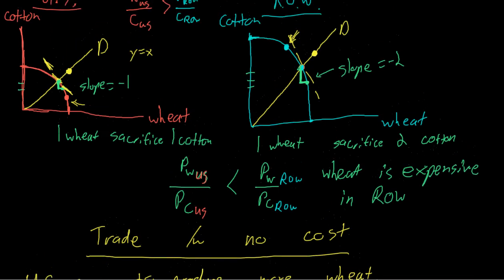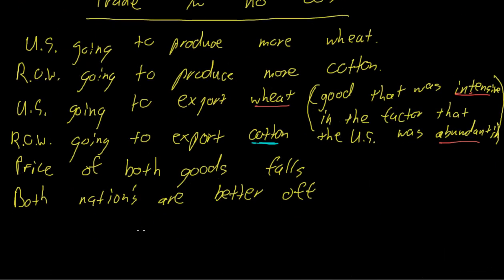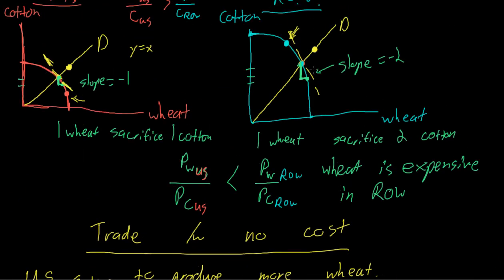The last thing that I want to say is that the Heckscher-Ohlin model doesn't lead to total specialization. And my pad is kind of wigging out on me, I apologize. It doesn't lead to total specialization because of these curved production possibilities curves, because the opportunity cost of cotton continues to get super high up here. So the rest of the world specializes, but doesn't specialize completely.